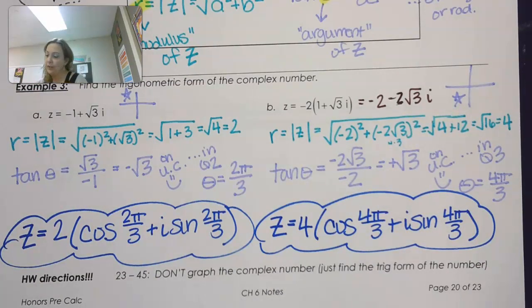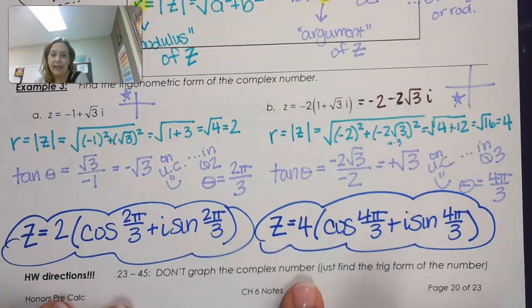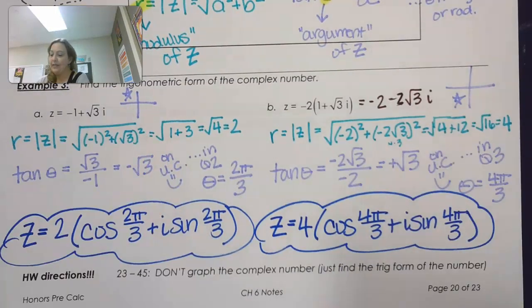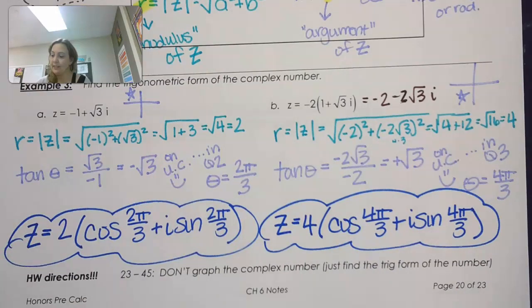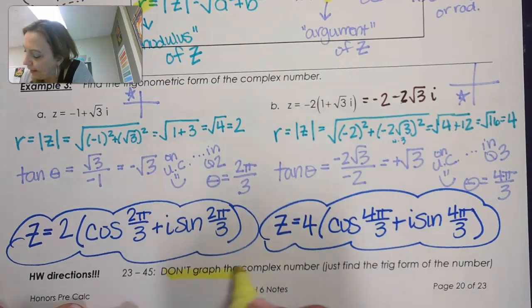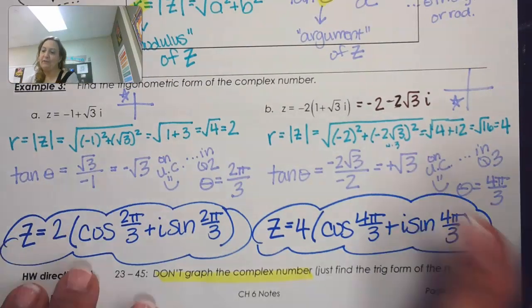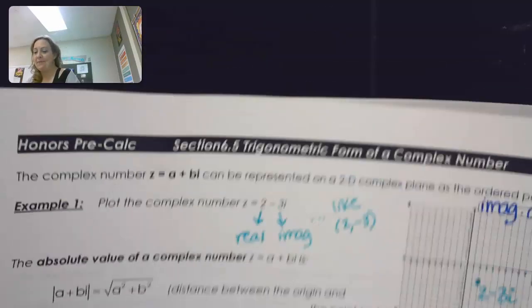One thing about the homework, don't worry about graphing the complex number. I know I have it in a little sketch here. I don't need you to graph the complex number, just use that to find the quadrant and find the trig form of the complex number, okay? Sorry, this is stuck.